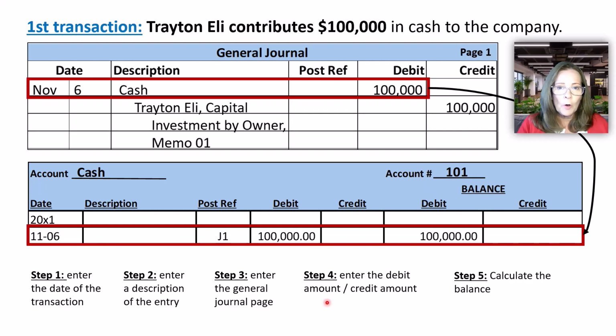In step 4, we write the debit of $100,000 into the debit column, and in step 5, we calculate the balance for the account. This was the first transaction for Eli's Consulting. Therefore, there's no prior balance for the bank account, and we write the balance of $100,000 into the debit balance column.